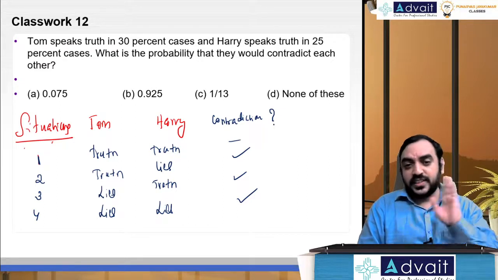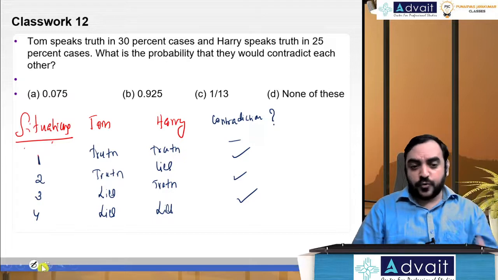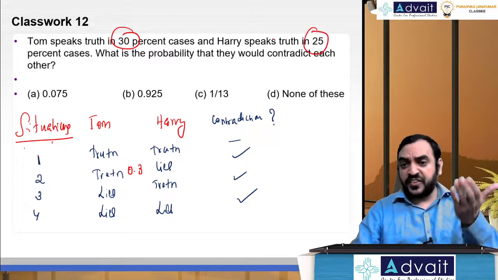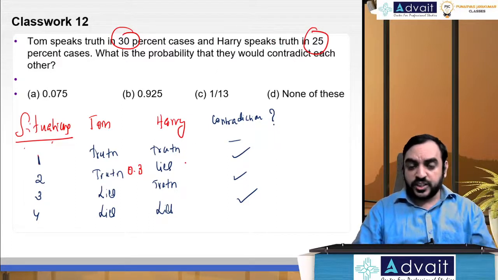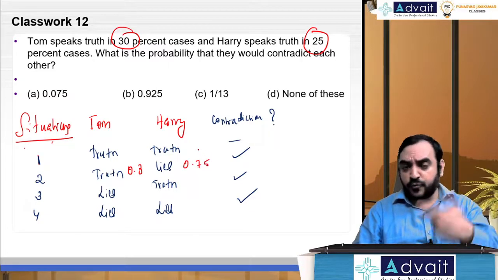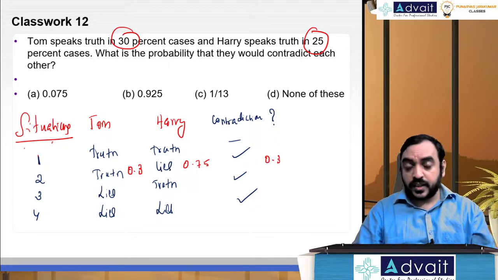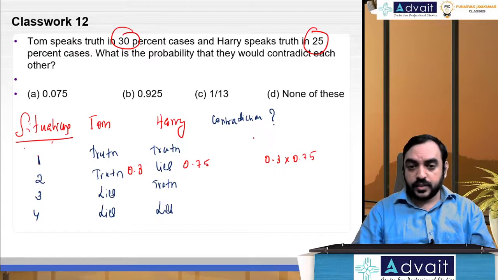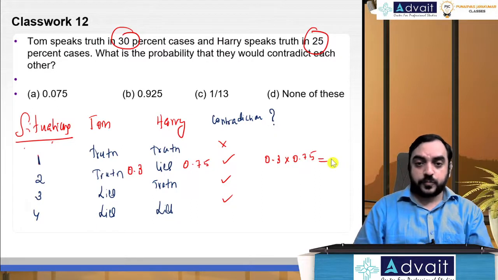So in only one case there is no contradiction, and we have to calculate the probability now. Tom telling the truth in 30% of the cases, that is 0.3, and Harry lying. He tells the truth in 25%, so lying means the remaining, which is 0.75, and both of them have to happen together. So we multiply 0.3 into 0.75. Contradiction in 3 cases. So 0.3 into 0.75, 0.225.